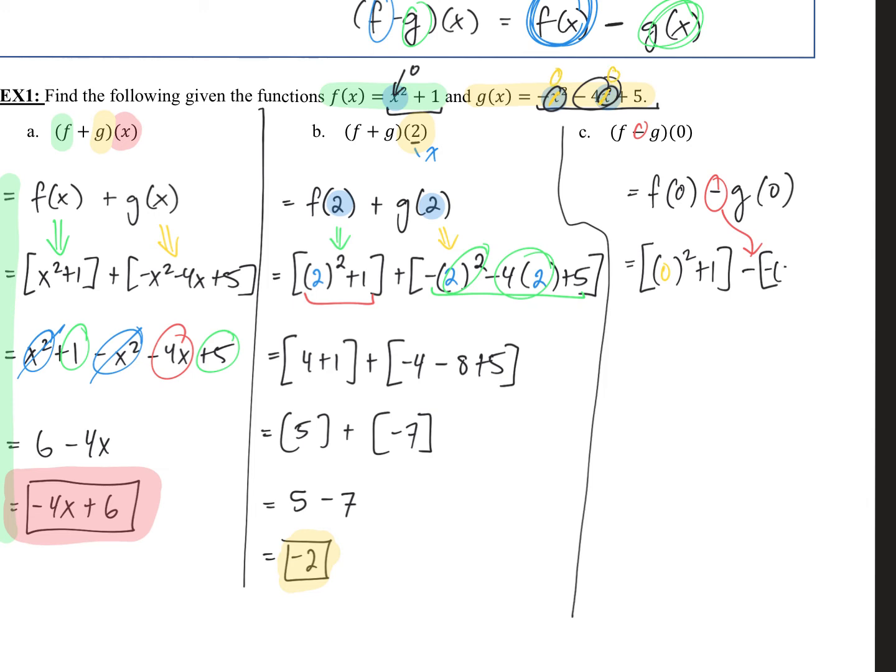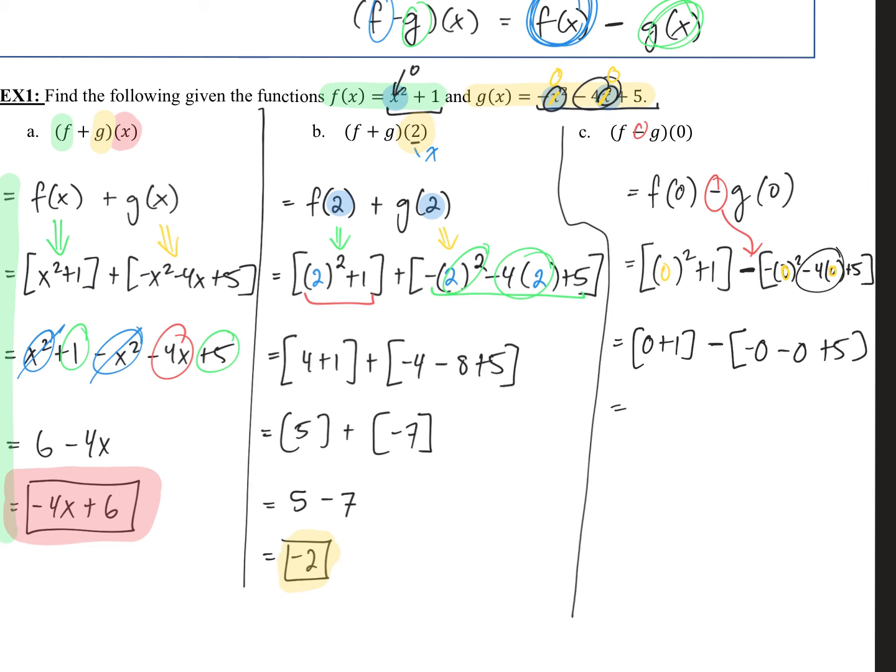So we'll have negative x squared minus 4 times that 0 plus 5. I forgot to color code it. Let me go back and do that. We replaced x with those zeros. Okay, I managed to squish it in. Then we have 0 squared. Well, that's just 0, so that'll be 0 plus 1. Still minus. We have that minus. And then the opposite of 0 squared, well, that's just going to be minus 0. And then 4 times 0, that's going to be negative 0 again, plus 5.